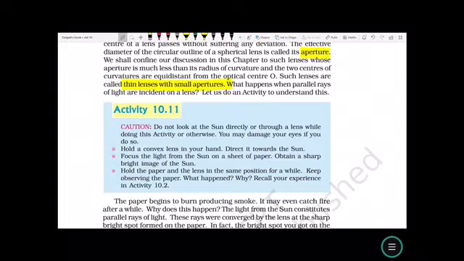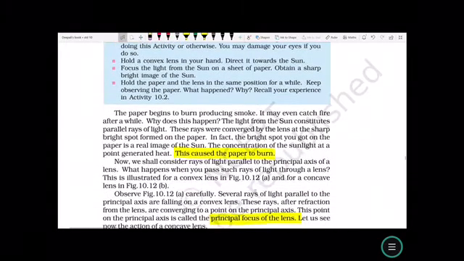Do not look at the sun directly or through a lens while doing this activity, otherwise you may damage your eyes. Hold a convex lens in your hand directed towards the sun. Focus the light from the sun on a sheet of paper. Obtain a sharp, bright image of the sun. Hold the paper and the lens in the same position for a while. Keep observing the paper. What happens?